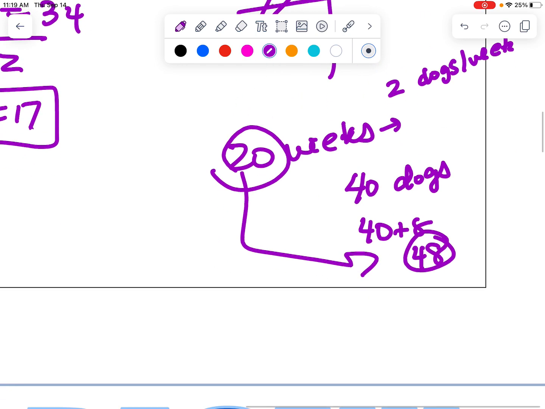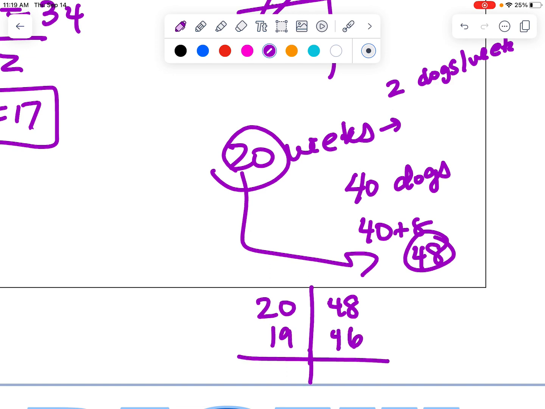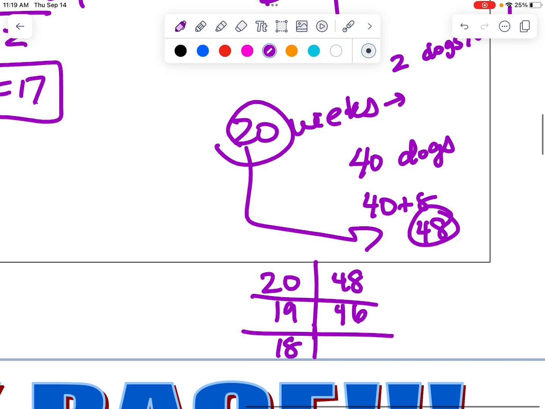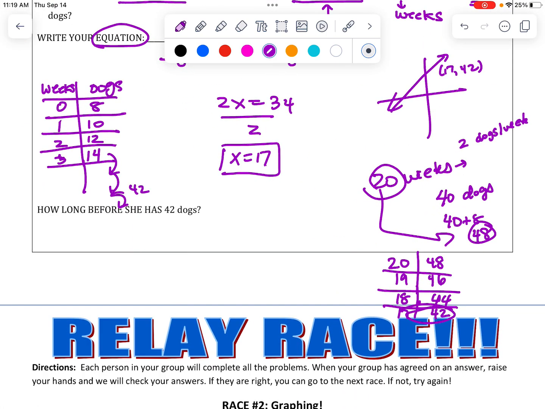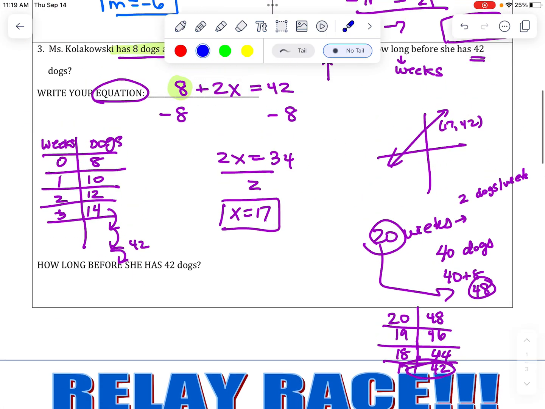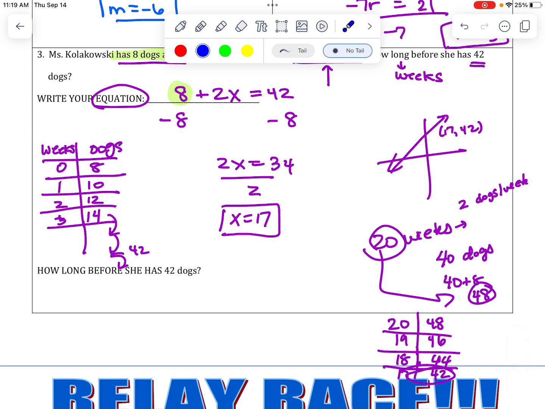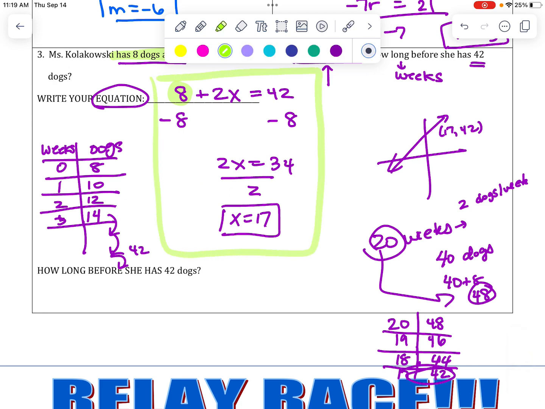Okay, well, I can work backwards. So if at 20 weeks she has 48 dogs, at 19 she'd have 46, at 18 she'd have 44, and at 17 she'd have 42, right? So lots of options for this. Don't think that just because I ask you for an equation, you have to use one. Although if this method works for you, you totally can do that too.